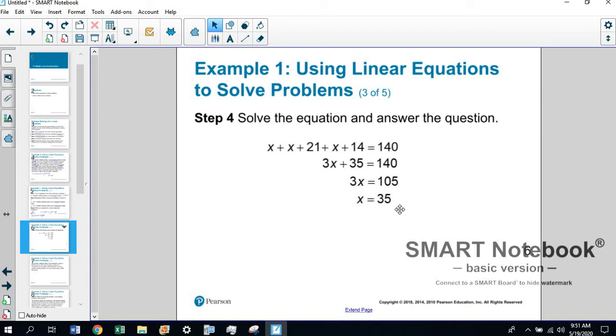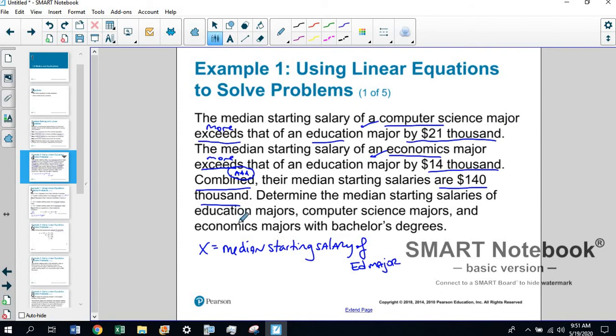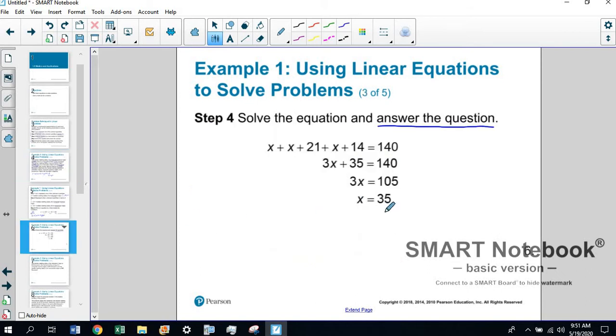Okay, so now, that has not solved the problem. That told you what x is, but that has not answered the question. What was the original question? If you have to go back and look at the problem again, the original question was determine the median starting salaries of all 3 of these majors. Okay, so x equals 35 is just one part of that solution. You have to go ahead and plug in for your other stuff too.